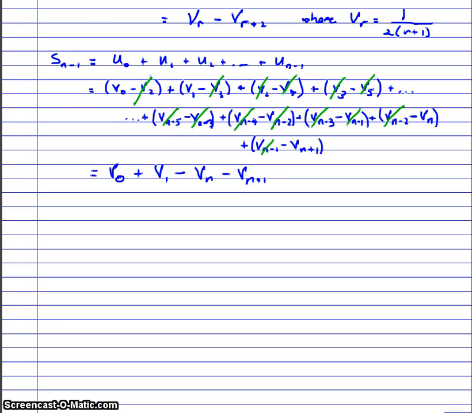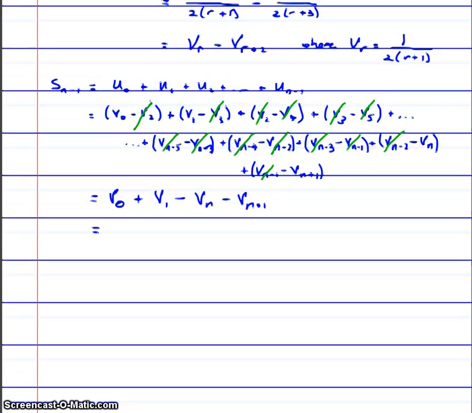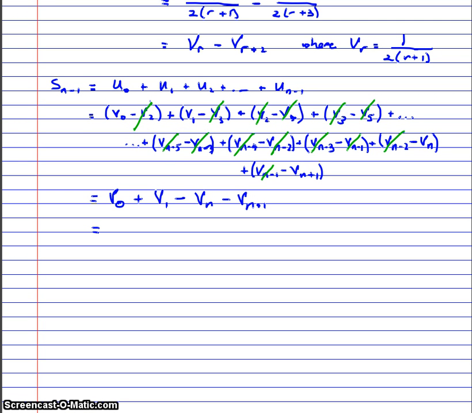So just scroll down there a little further, and now we can substitute. Okay, so our V_r is 1 over 2^r plus 1, so with V_0 then is going to be 1 over 2 times 0 plus 1, plus our V_1 is 1 over 2^1 plus 1, minus our V_n, which is 1 over 2^n plus 1, minus our V_(n+1), which is 1 over 2^(n+1) plus 1.